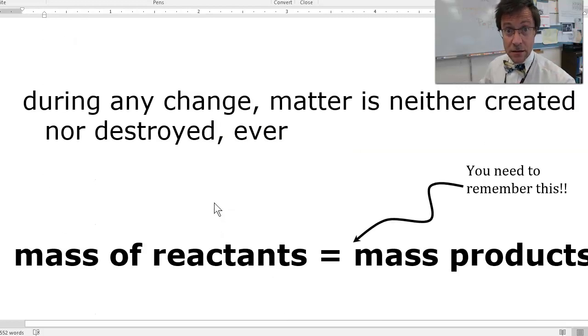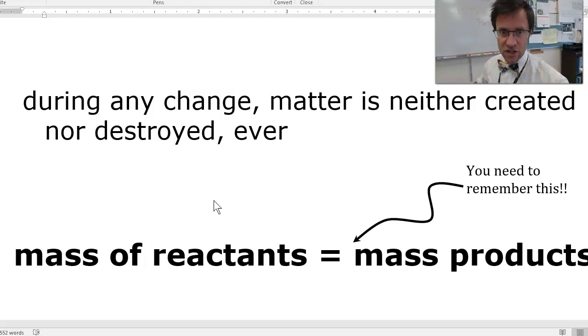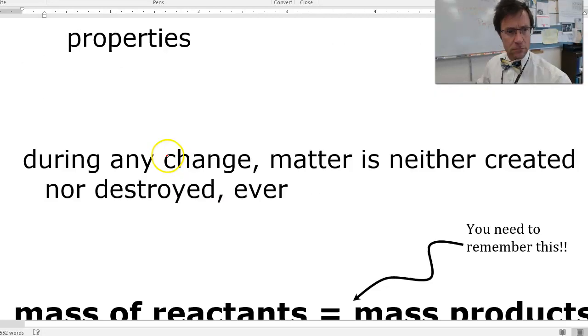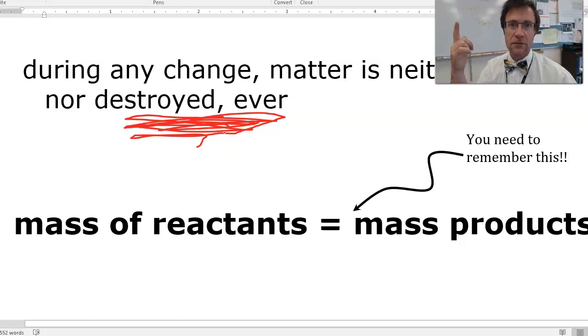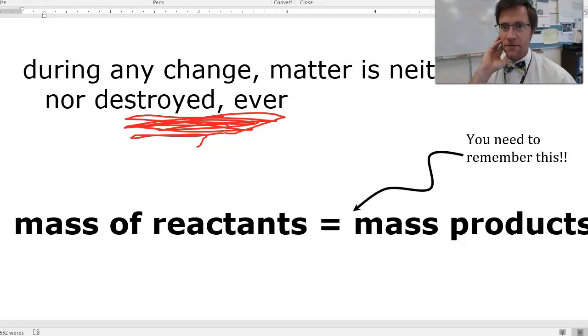Does that make sense? But during any kind of change, chemical or physical, matter is never created or destroyed. Never, ever. So put this in your noggin for a minute. If you burn 50 tons of firewood or 100 gallons of gasoline, that exact same mass of matter still exists, because you're taking firewood and oxygen and making a new compound. You're taking gasoline and oxygen and making a new compound. Do you understand what I'm saying? It doesn't magically disappear.